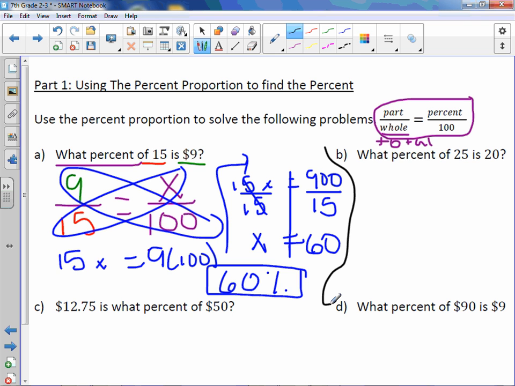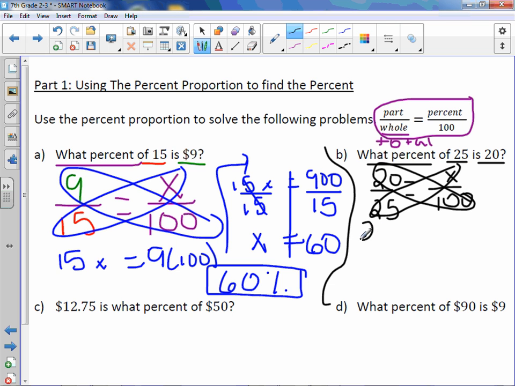I am lacking room here. I'll have to write a little smaller. What percent? So again, we're finding the percent. Percents are out of 100, and I don't know the percent. Of 25, that is the total. Is 20 is the part. Cross multiply. 25x equals 20 times 100.